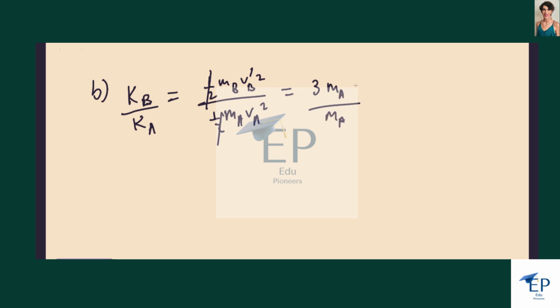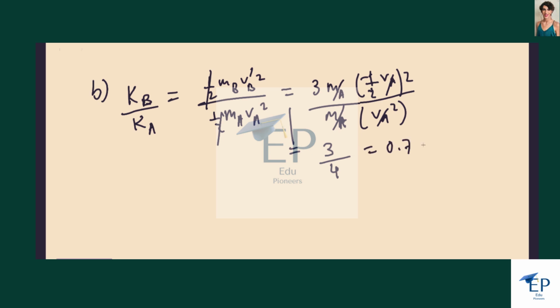MA times VB prime, which is 1/2 VA, squared, over VA squared, which is just VA squared. And so the VA squares cancel, the MAs cancel, right? You're left with 3 times 1/4, so that's 3/4, or 0.75 is the fraction.